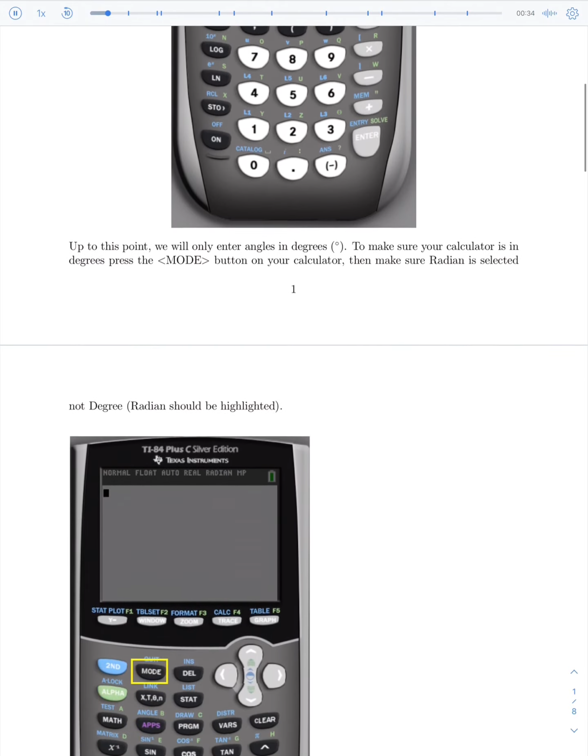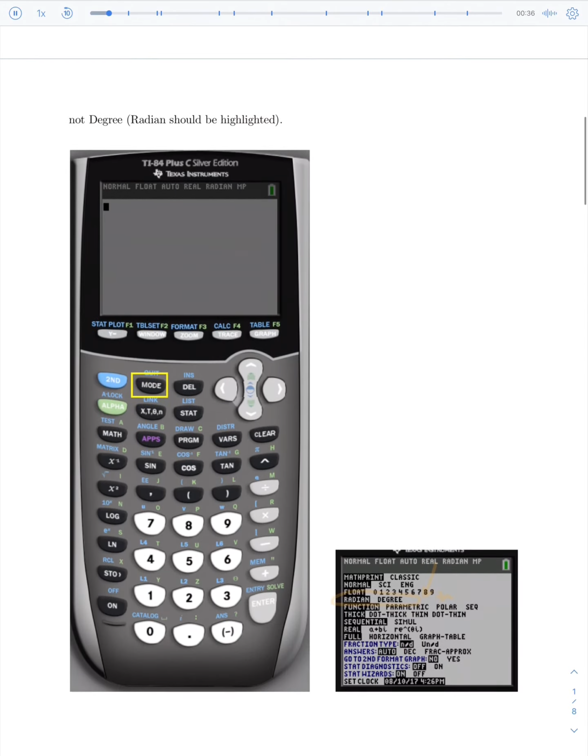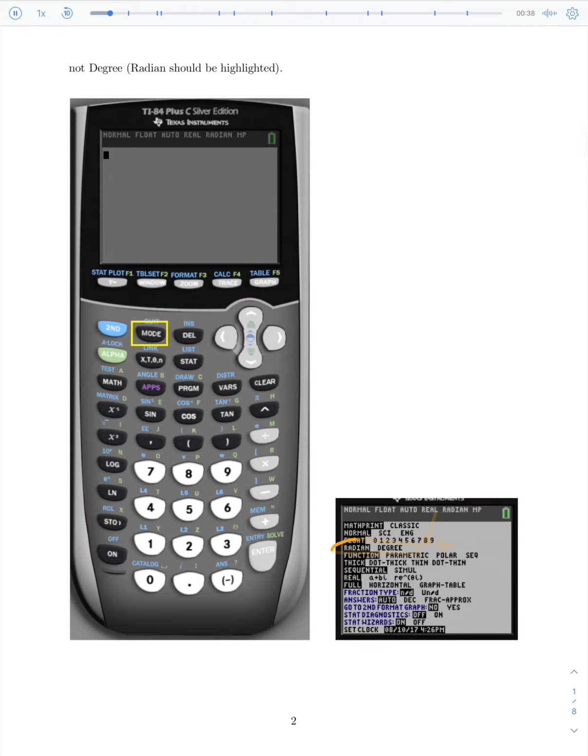If you press the mode key, it gives you some options, and I think it's the fourth down on the list here. You need to select either radian mode or degree mode, so that if you actually want to find angles, it will automatically produce your angles in radian mode or in degree, depending on what's selected.